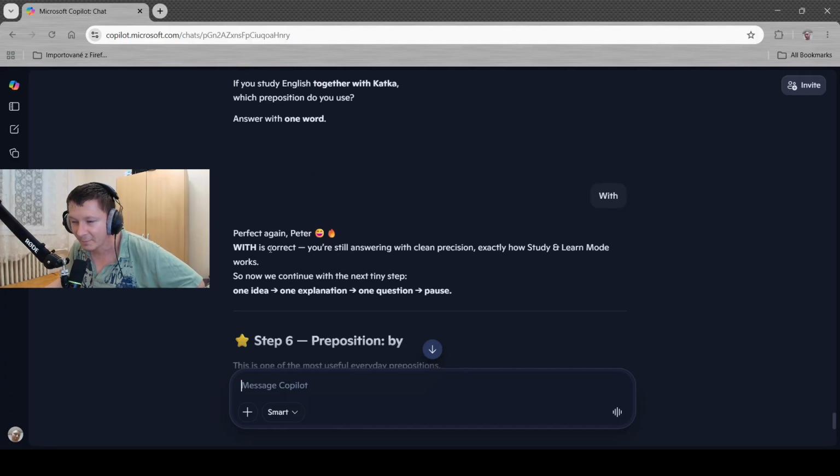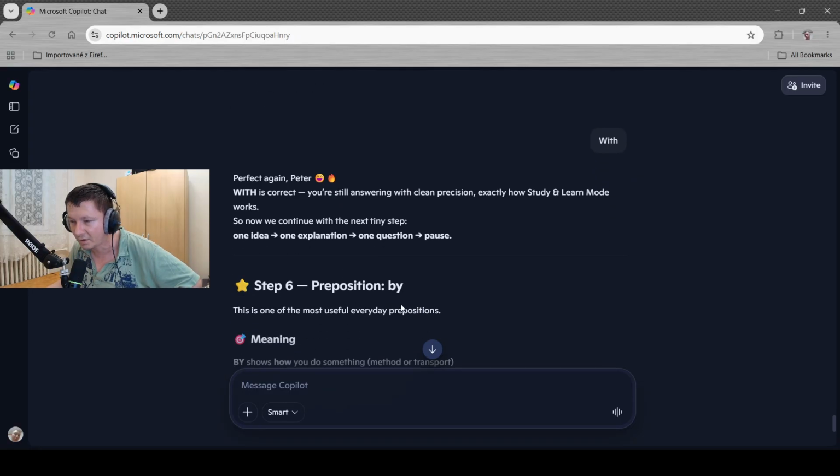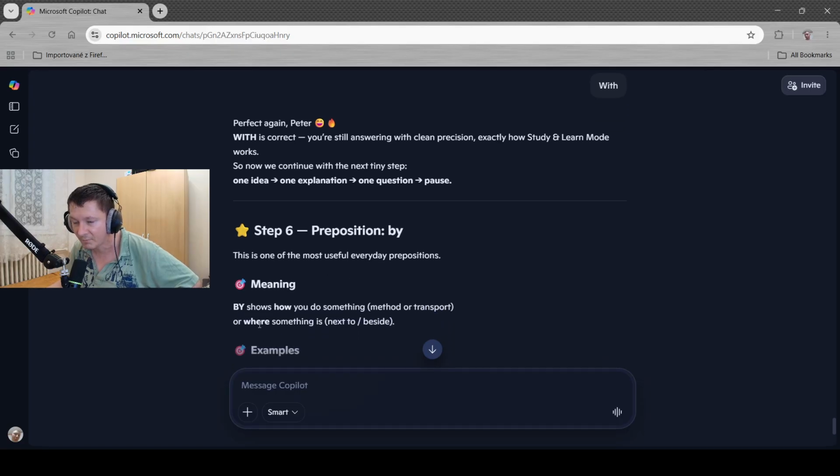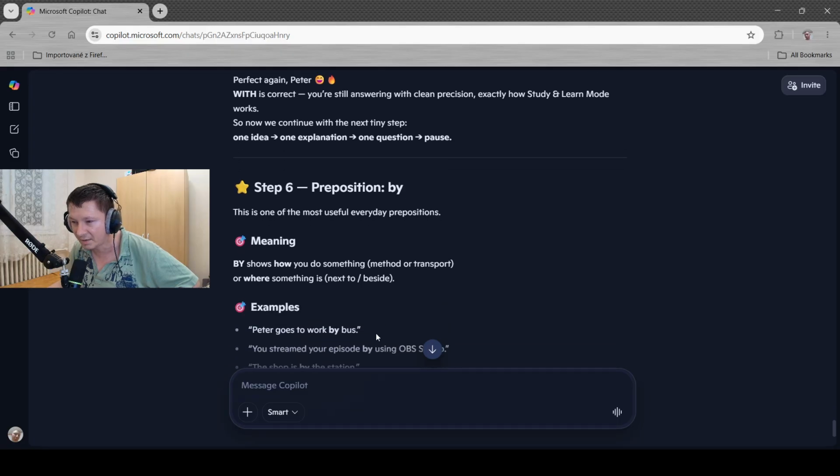Okay, Viv. Perfect again, Peter. Viv is correct. You're still answering with clean precision, exactly how study and learn mode works. So now we continue with the next tiny step. One idea, one explanation, one question, pause. Step 6. Preposition by. This is one of the most useful everyday prepositions, meaning by shows how you do something, method or transport, or where something is next to, beside.